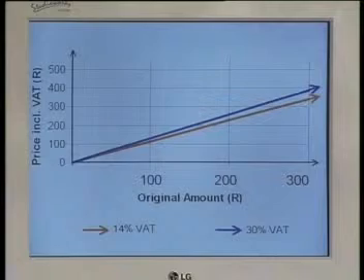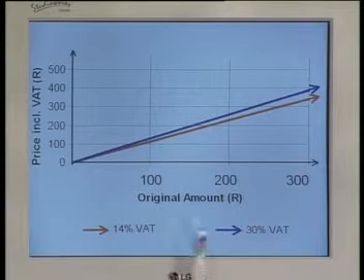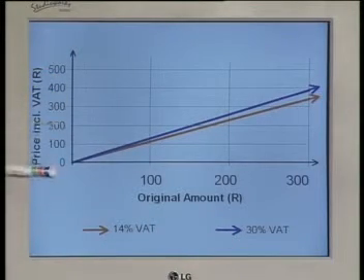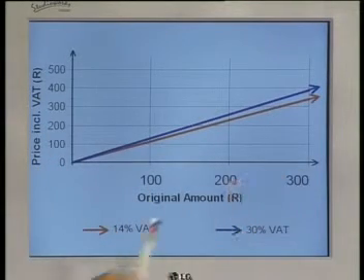Let's imagine that VAT has been increased to 30%. And we're going to compare the different amounts that we pay according to the different rates of VAT. And I'm going to show you this on a graph. Here we are no longer looking at the price per unit. What we have in this graph is a picture of how the different rates of VAT affect the final selling price based on a range of original amounts.